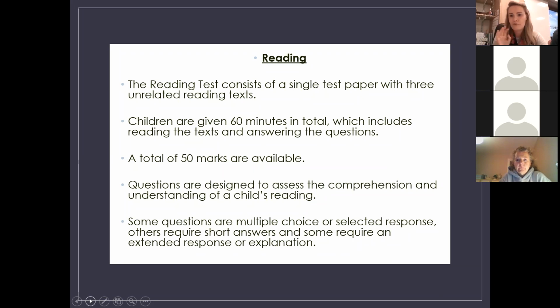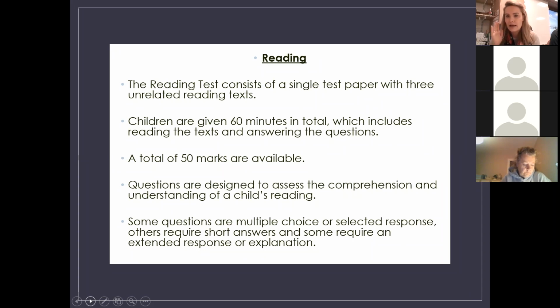It's made up of 3 different texts, all put into one booklet, and the children are given 60 minutes in total to read the text and answer all of the questions, and there's 50 marks available. The questions are designed to assess the comprehension and understanding of a child's reading. Some questions are multiple choice or selected response, others require short answers, and some require an extended response or explanation.